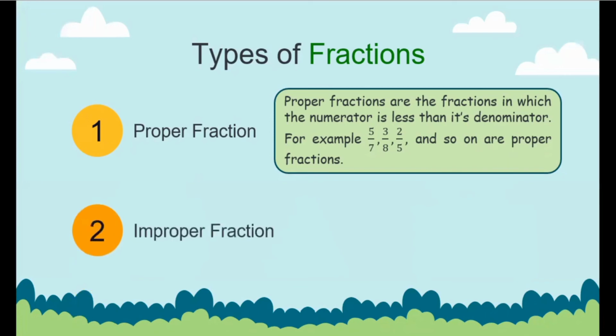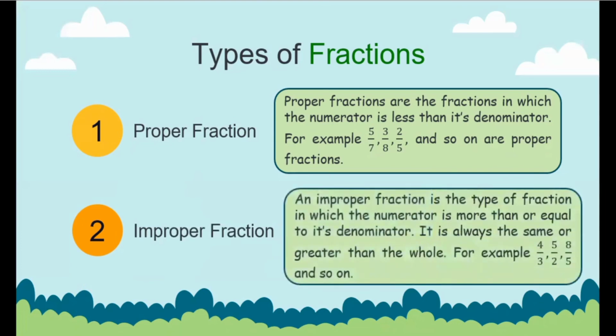Second, there is improper fraction. An improper fraction is the type of fraction in which the numerator is more than or equal to its denominator. It is always the same or greater than the whole. For example, 4/3, 5/2, 8/5, and so on.